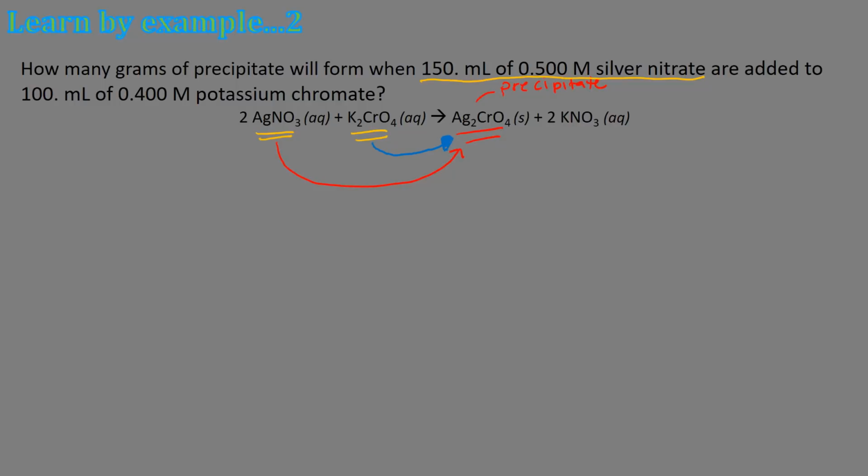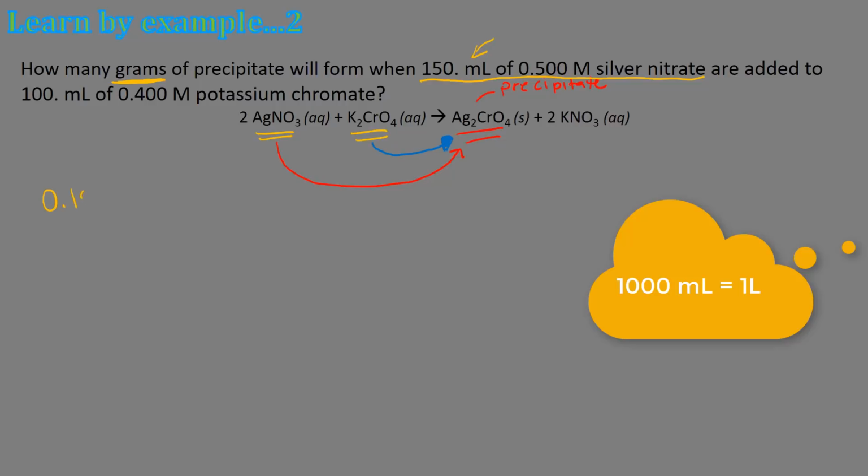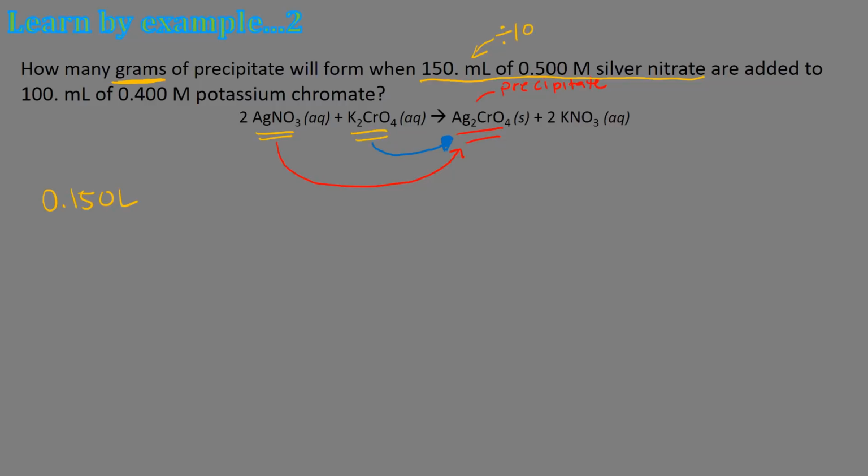All right, and this one, since I'm going to grams, I'm going to go ahead and convert my milliliters to liters. So if I have 150 milliliters, then that means I've got 0.150 liters. You just divide it by 1,000 to get to liters because there's 1,000 milliliters in 1 liter. And I've got 0.5 moles per liter of the silver nitrate.